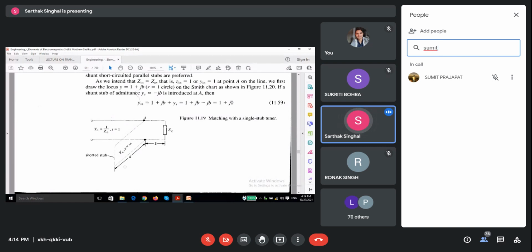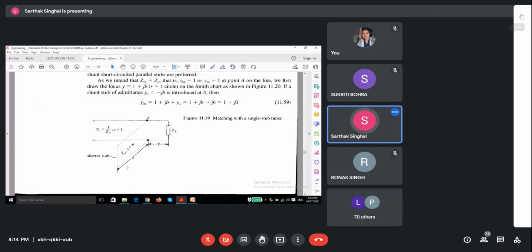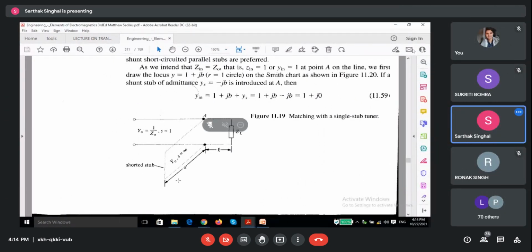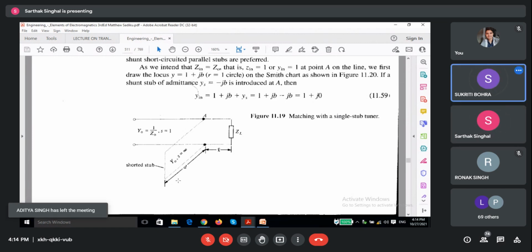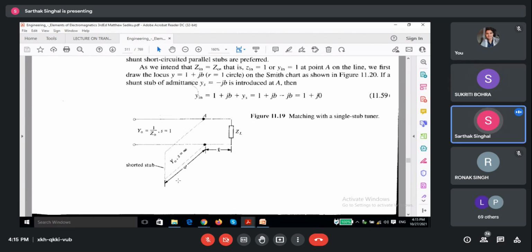So what will be its value? What will be the equation? It will be the same equation, that is Z naught into (ZL plus j Z naught tan beta L) upon (Z naught plus j ZL tan beta L), whatever was the equation of input impedance. Yes or no? Yes, sir. Okay. So this is your input impedance Zin1.